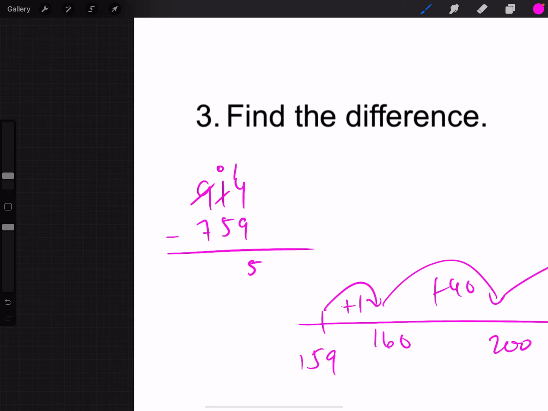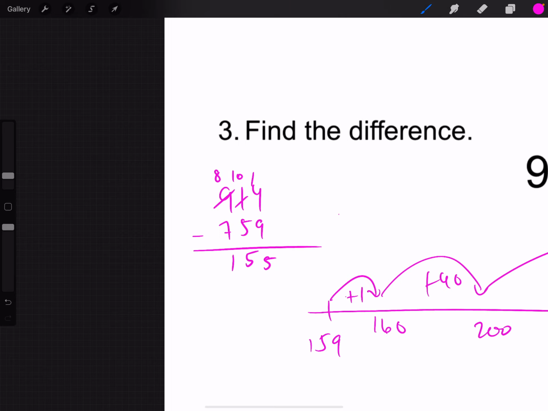I'm going to need to take one of the hundreds and make it 10 tens, and I have 5 right there, and then 150. Oh, I'm sorry, this is 159, so this is 755. There we go, that makes sense.